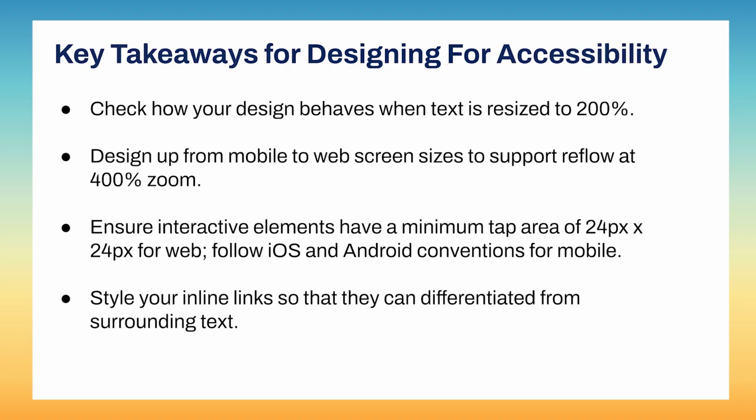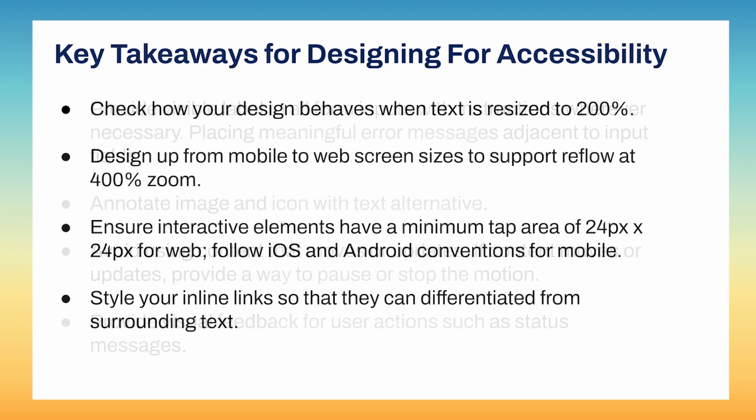With that, we have reached the end of our talk today. We have covered a lot of information. So to summarize, keep the following accessibility considerations in mind when designing an experience. Check how your design behaves when the text is resized to 200%. Design up from mobile to web screen sizes to support reflow at 400% zoom. Ensure interactive elements have a minimum tap area of 24 by 24 pixel for web and follow iOS and Android conventions for mobile. Style your inline links so that they can be differentiated from surrounding text.